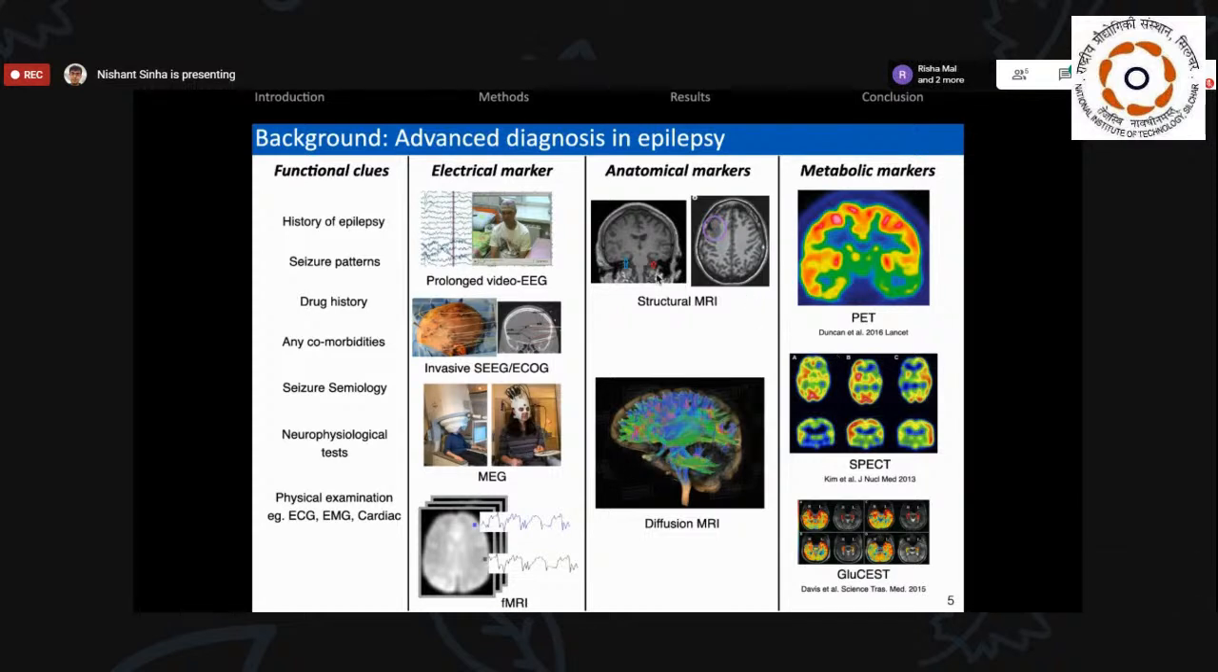So for instance, here is an example on structural MRI of hippocampal sclerosis, where one side of the hippocampus, a structure in the brain, appears a little smaller than the other side. And here is an example of focal cortical dysplasia, where the gray matter shown in the circle is a little thicker than the rest of the gray matter. Typically a radiologist would be looking for these sorts of anatomical markers.